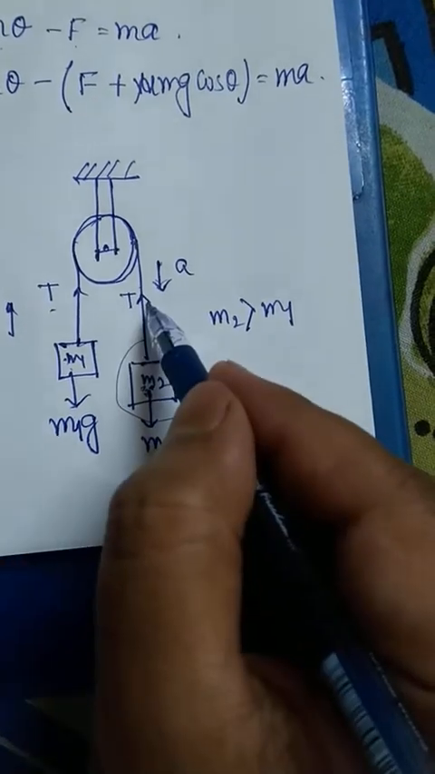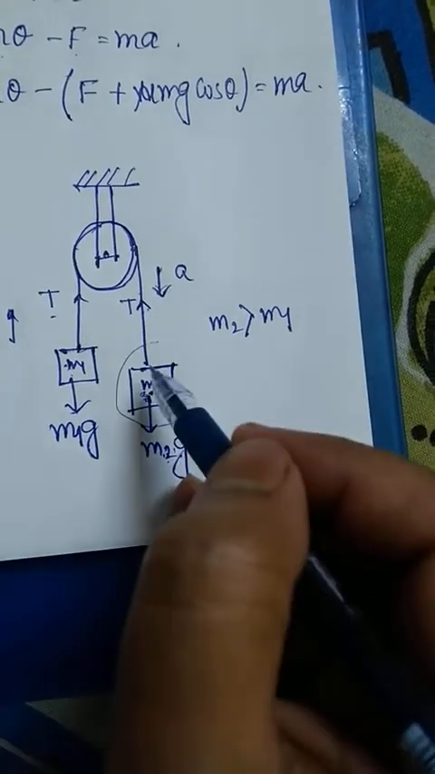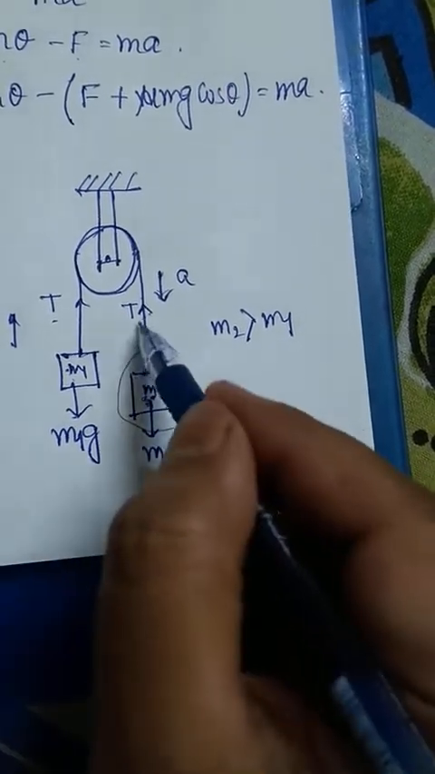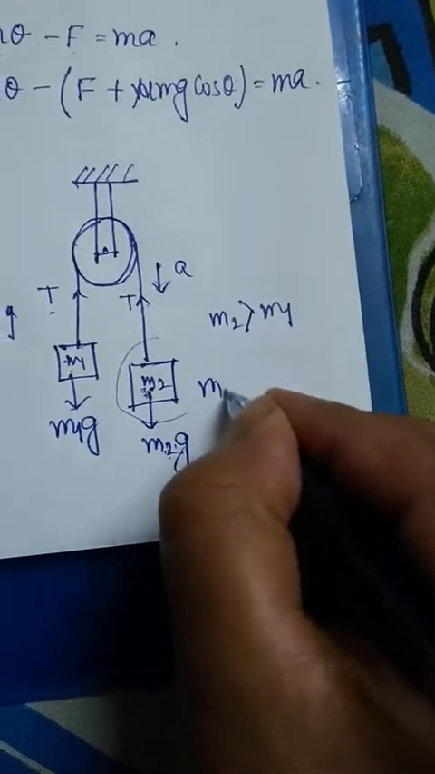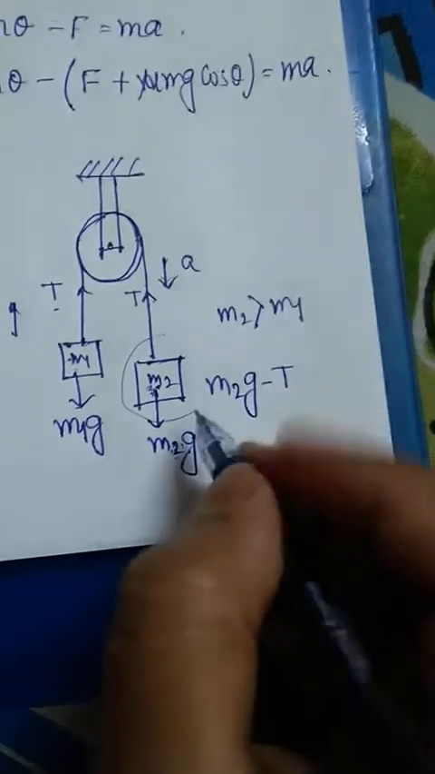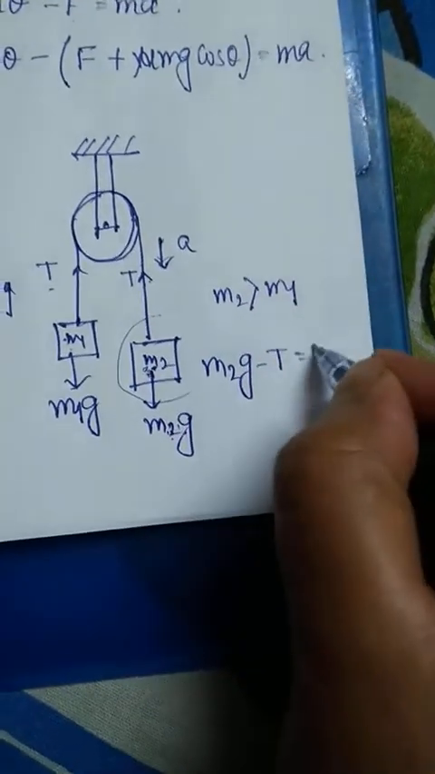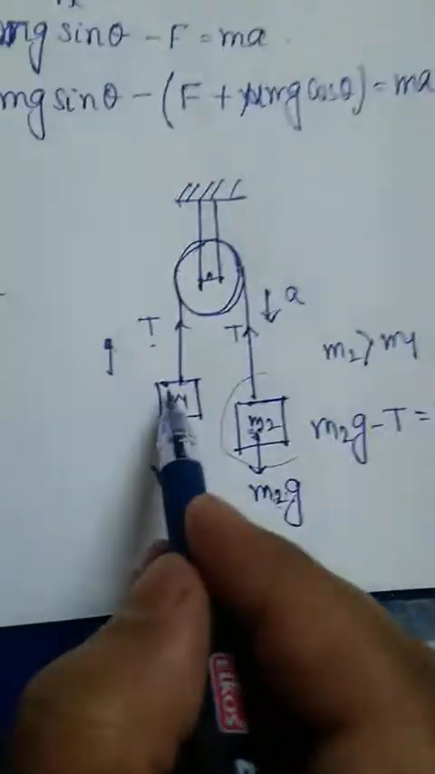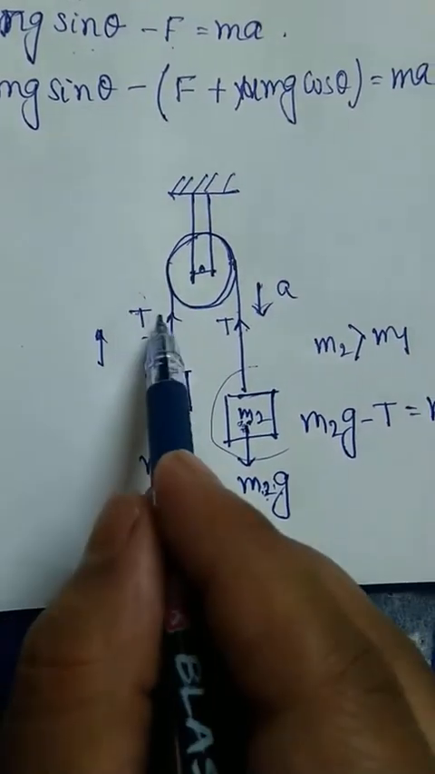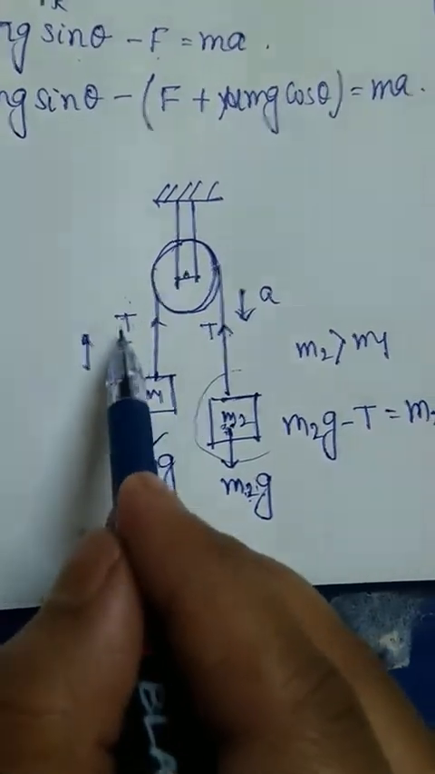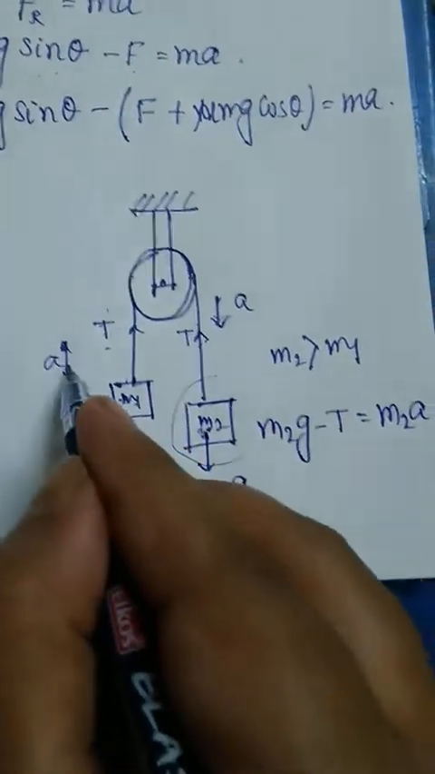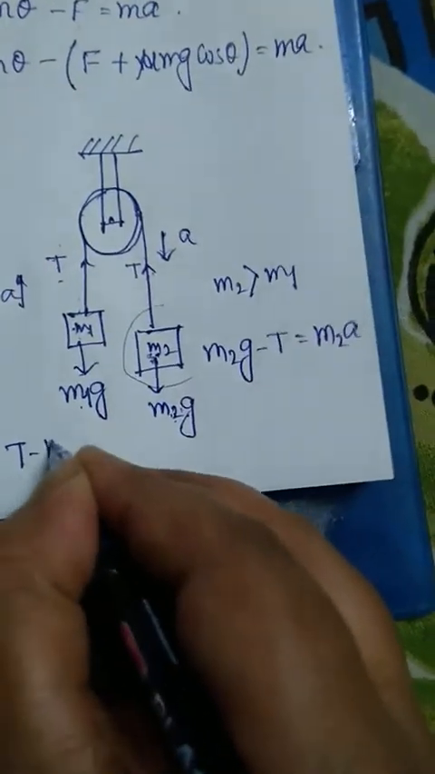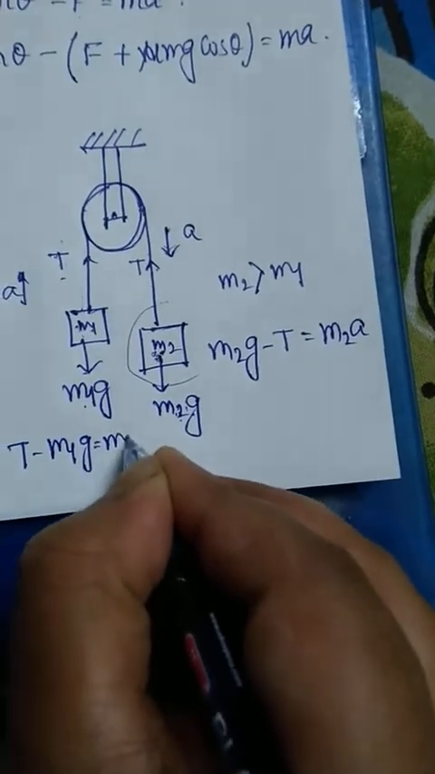We shall subtract the smaller one from the bigger one. So this is m2g minus T, the resultant force, that is equal to m2a. What about this one? This one is going upward, so T minus m1g is equal to m1a.